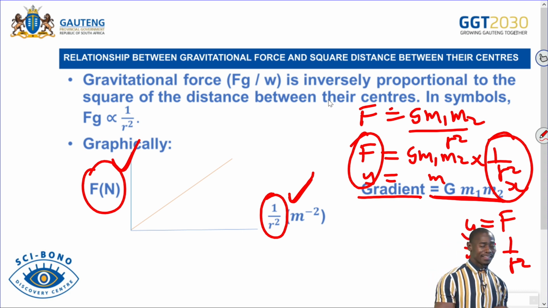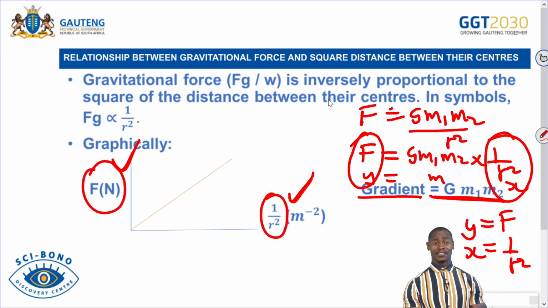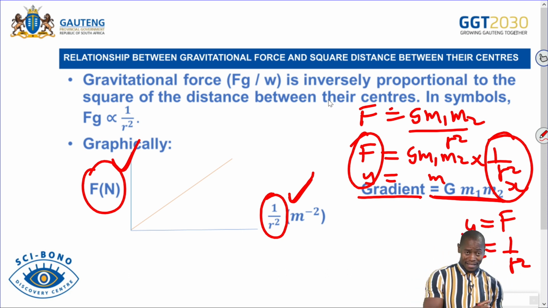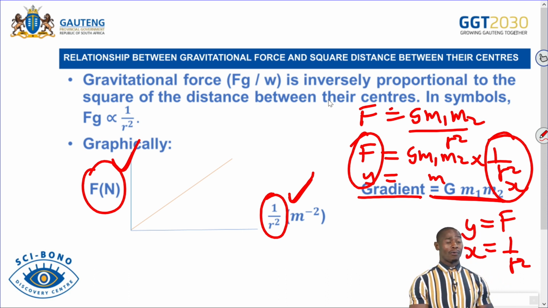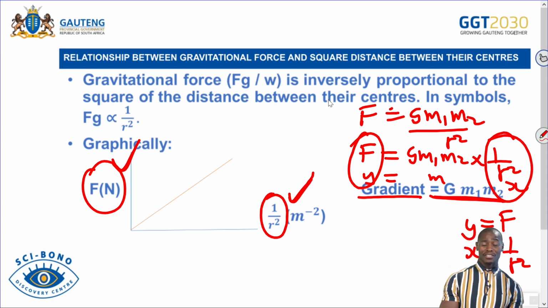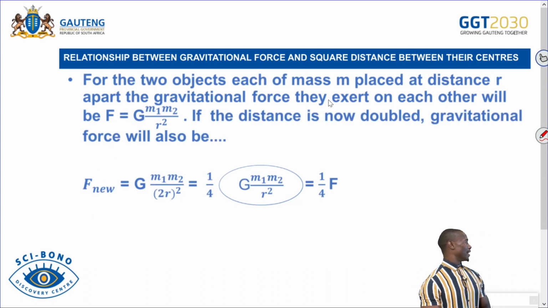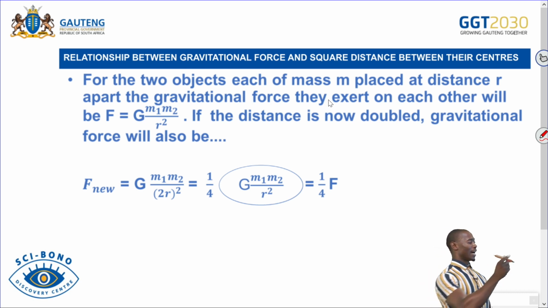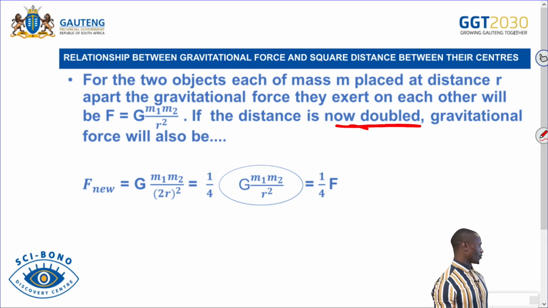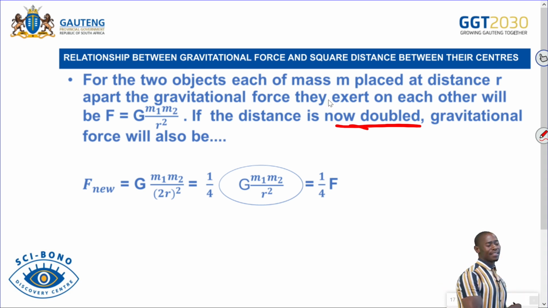So these are some of the things that are very, very important when it comes to Newton's law of universal gravitation, showing the relationship graphically, and also showing the mathematical relationship between F, which is the gravitational force, and the product of the masses, and also between F and the squared distance between the centers of those objects. Okay, so here the distance is doubled. I've done that already. If the distance is doubled, it means that where there's r, you'll substitute twice r.